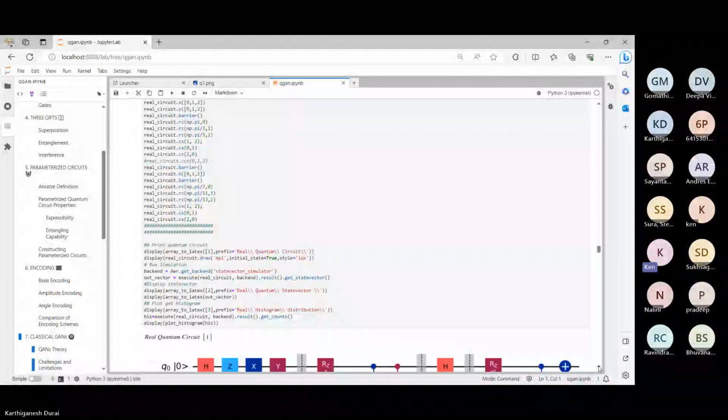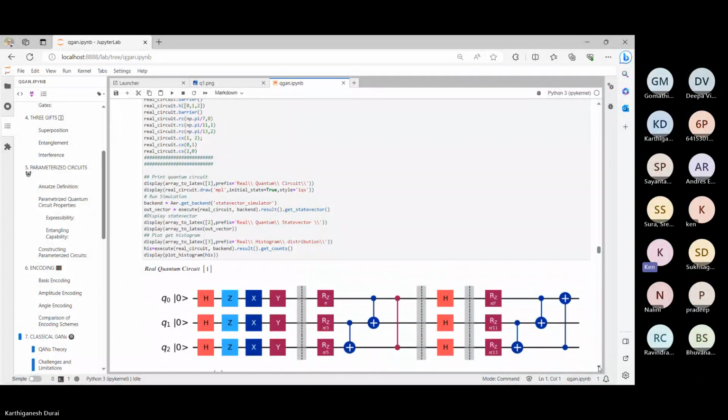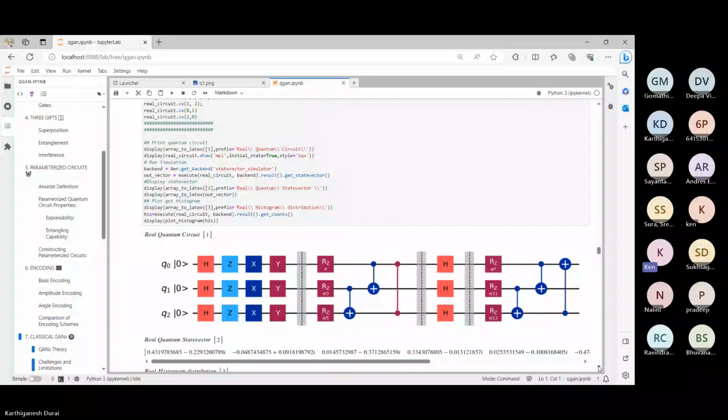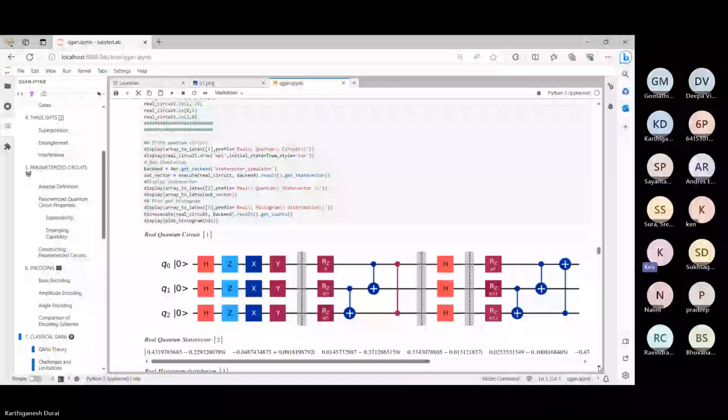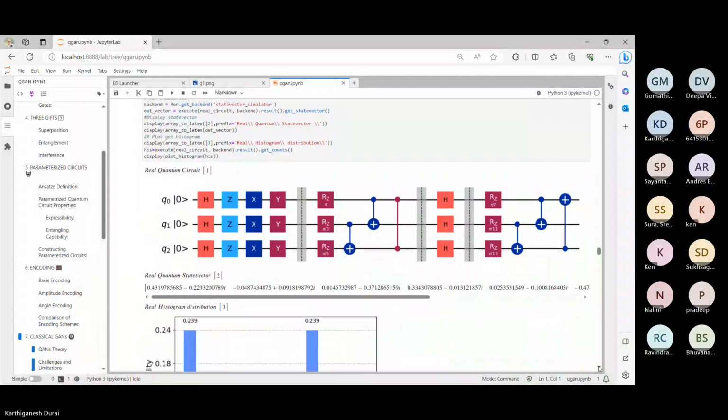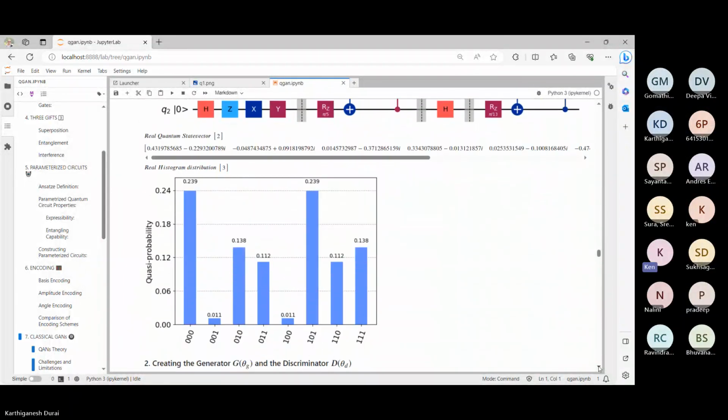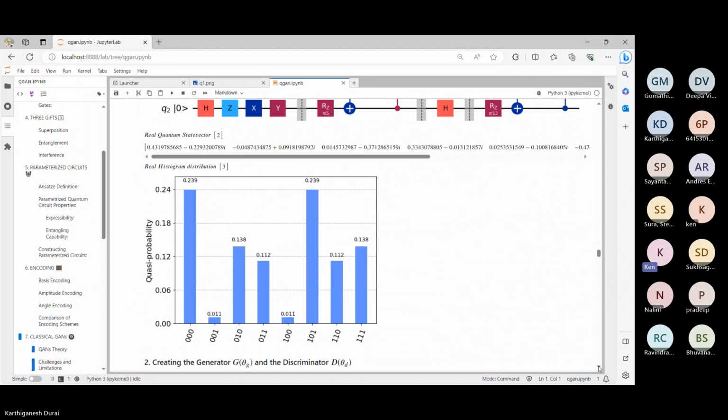Okay, so once we have this and we run this cell, we produce this right here. So we have the real quantum circuit, which I just mentioned earlier. We have a real state vector, which we have here. And keep scrolling down, KG. Yeah, and we have our real histogram distribution here. This is what we'll attempt to mimic with this circuit. So this is what we want to train our quantum GANs on to be able to mimic.